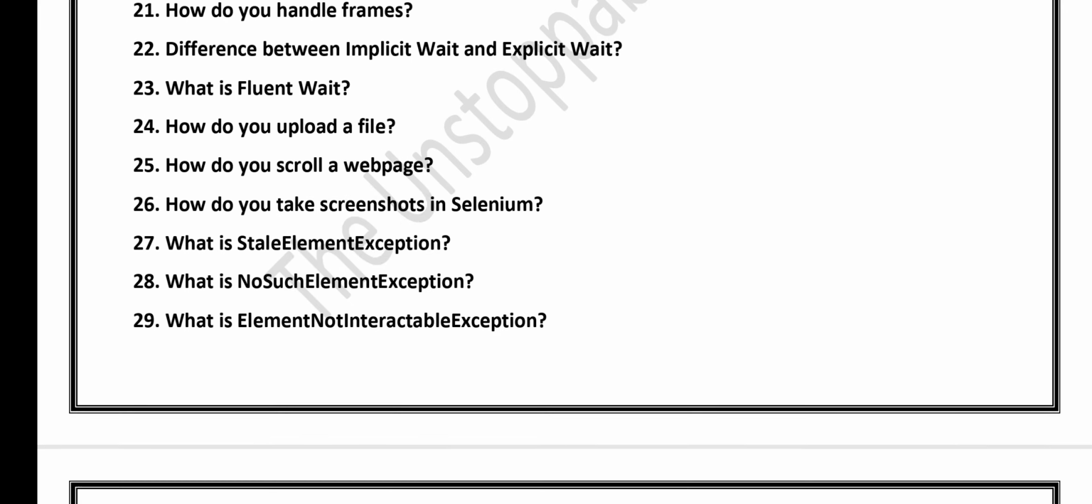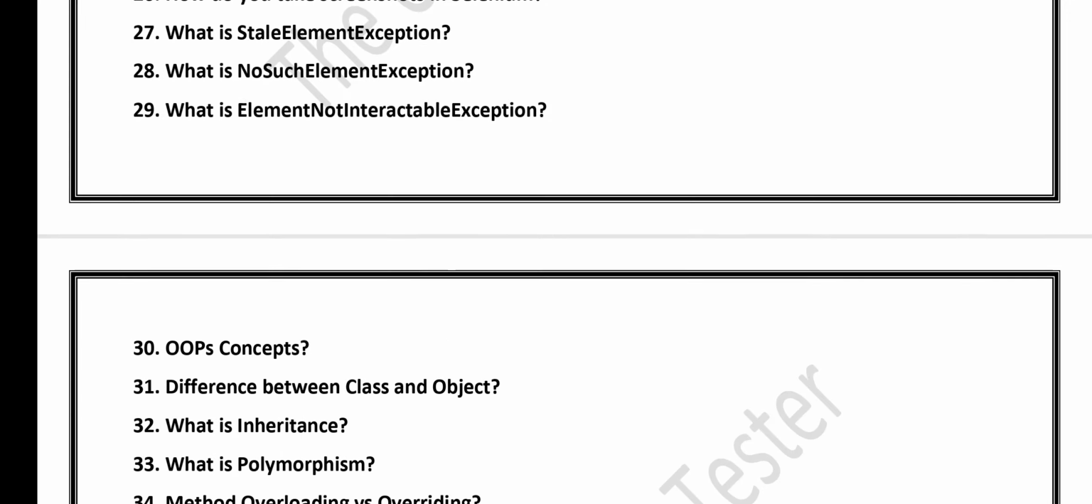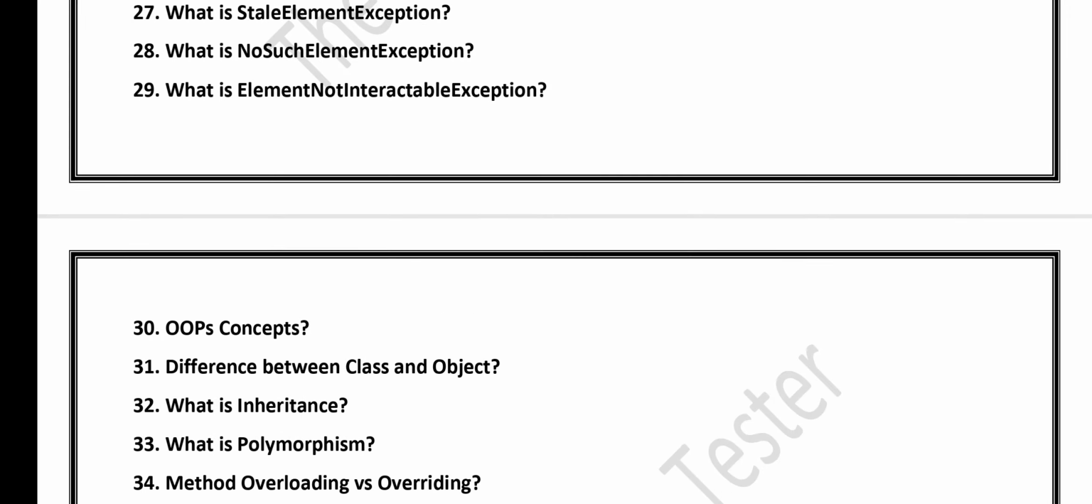What's the difference between implicit wait and explicit wait? What is fluent wait? How do you upload a file? How do you scroll a web page? How do you take screenshots in Selenium? What is stale element exception? What is no such element exception? What is element not interactable exception?